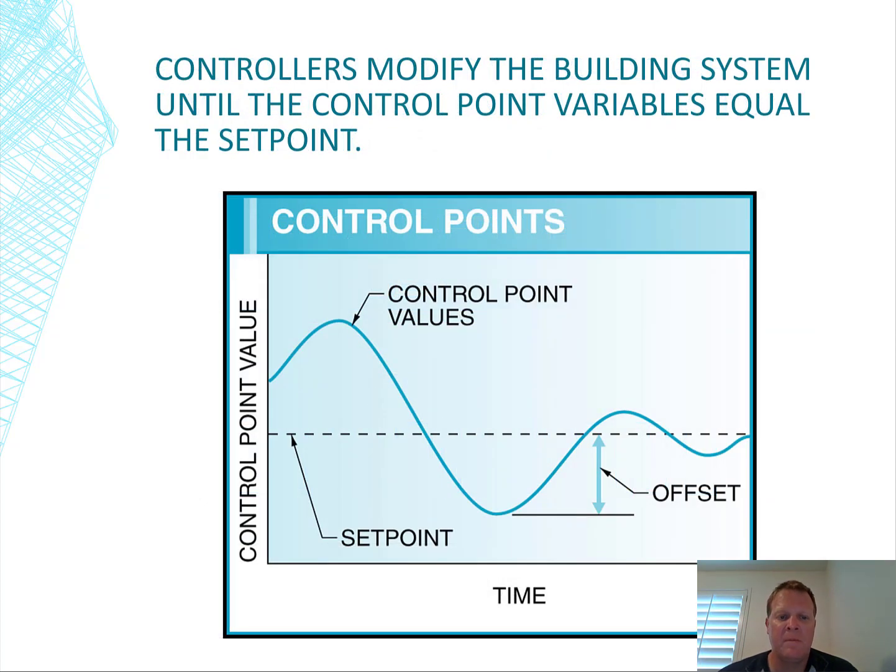So, I thought this was a good point to bring up, that what the controller sometimes is trying to do is modify the system until it hits a certain control point, and so trying to change what would be considered the offset, just to make that a little bit smaller.